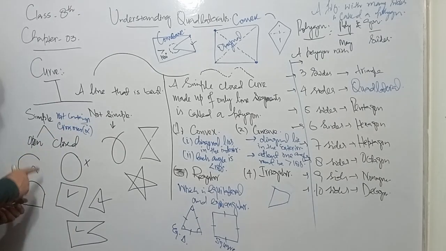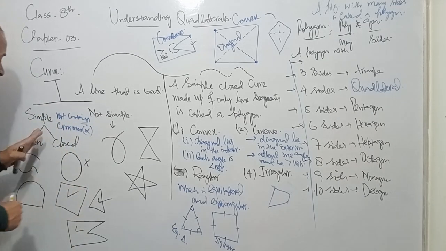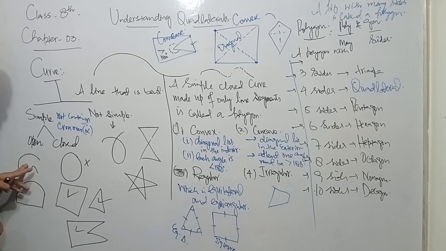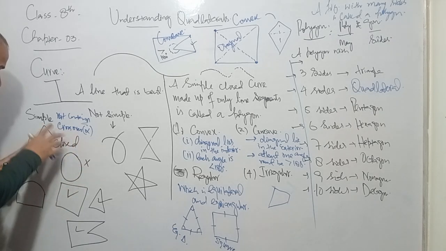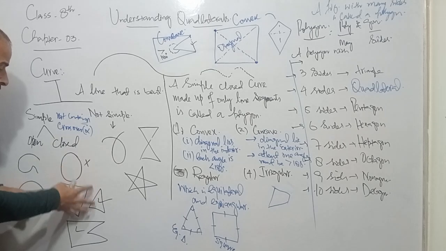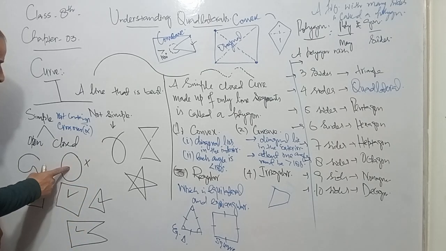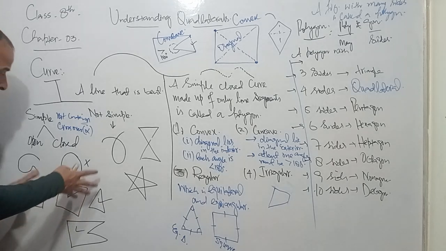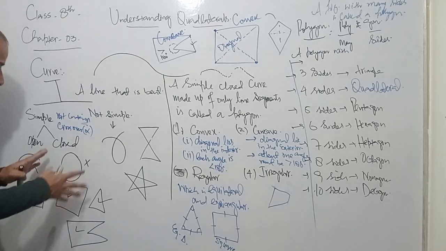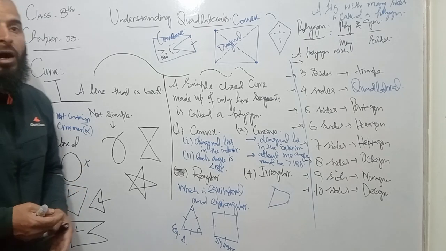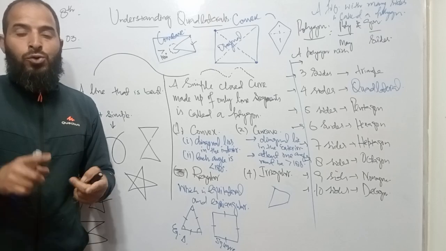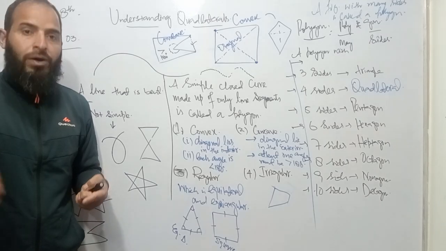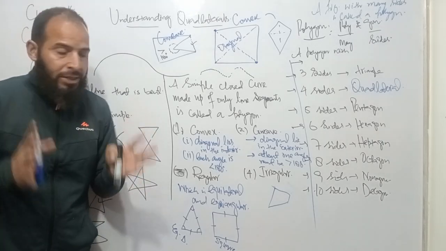And simple has two types. A simple curve may be open or closed. Open is like this, and simple closed curves are like this. This is a simple closed curve. By keeping this in mind, you can easily do the first question of Exercise 3.1. You can do that easily.